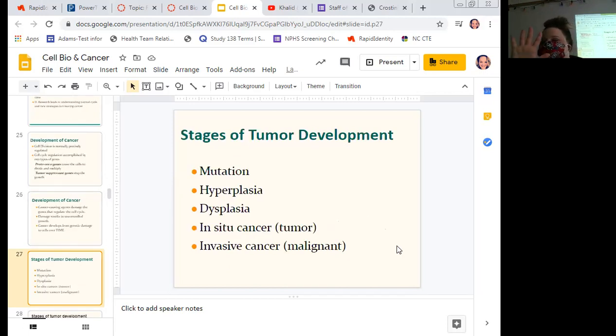So there are 5 stages of cancer development. You will need to know these 5 stages for your test, okay? First is mutation, second is hyperplasia, dysplasia, in situ, and invasive, okay? You will have to know these 5 stages, but they're very easy to learn. I'm going to give them to you step by step. If you want me to make you a flow chart for them, I can, okay?